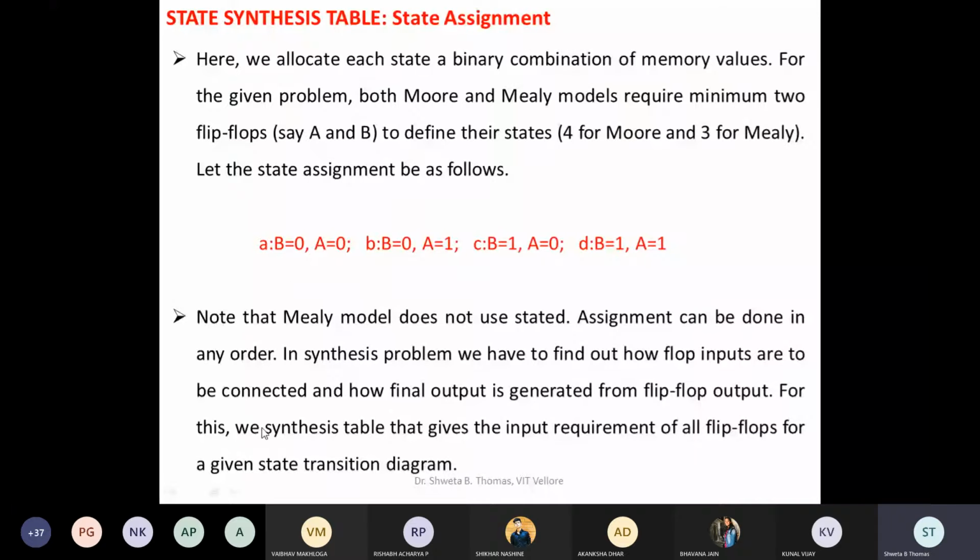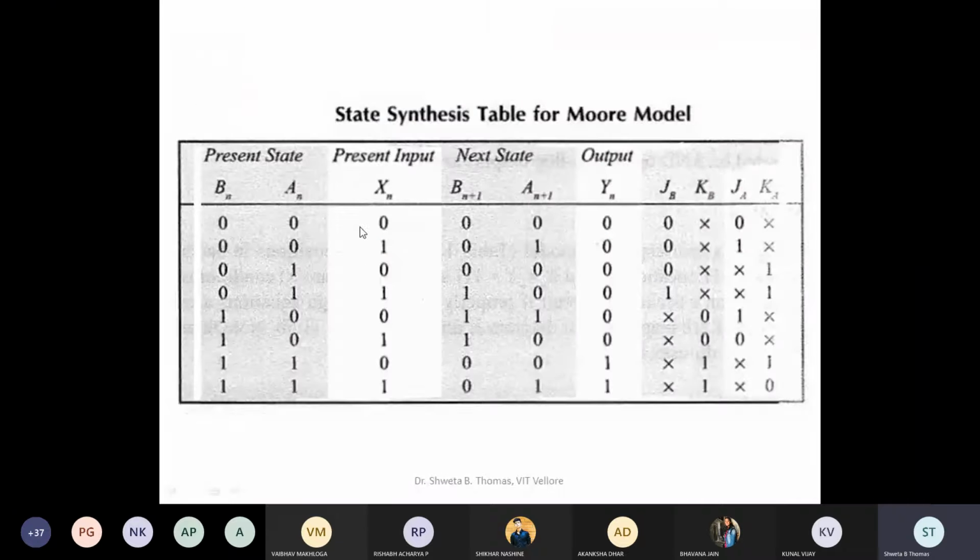Now, just be careful: when you're going for Moore, you need 4 different state assignments, and if you're taking Mealy, only 3 is enough. So we have to draw the state synthesis table. How are we drawing the state synthesis table? Let's see. So how many entries will be there? By Moore, first I'm drawing.